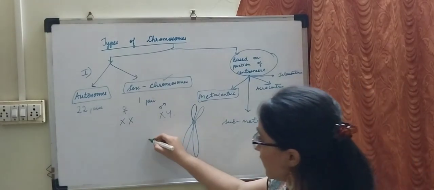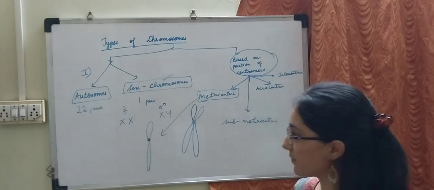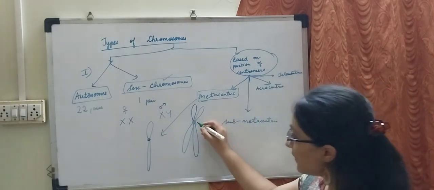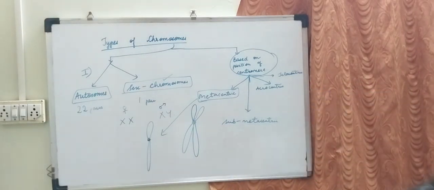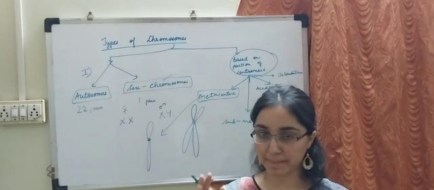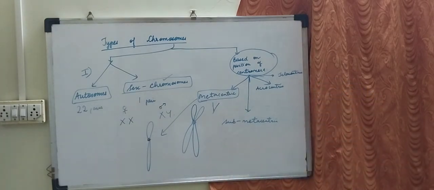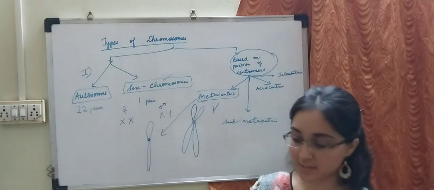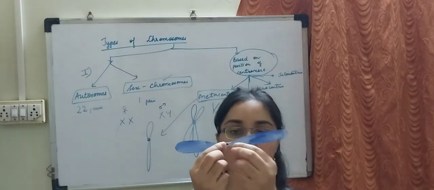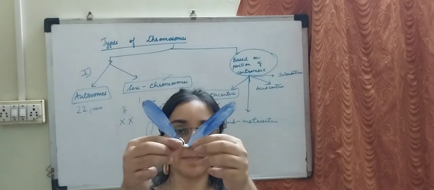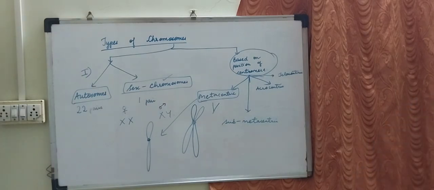I can show it like this also. If I take the chromatid, it will look like this. If I take this structure and fold it, to see its shape by folding, then it will form a V shape. How V shape? I will show you. This is a metacentric chromosome. If this is the centromere in the middle, and I fold it and see the shape, it will be V shaped.